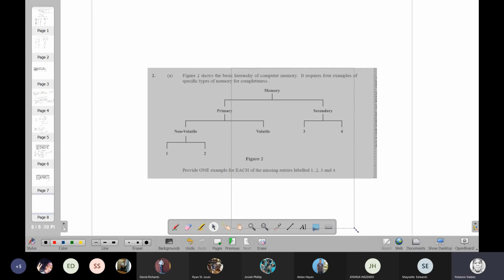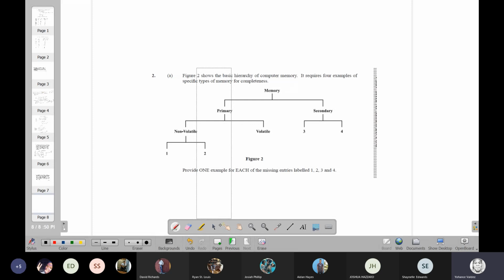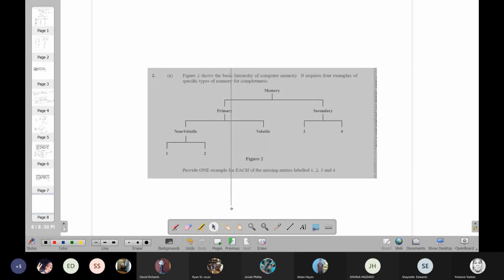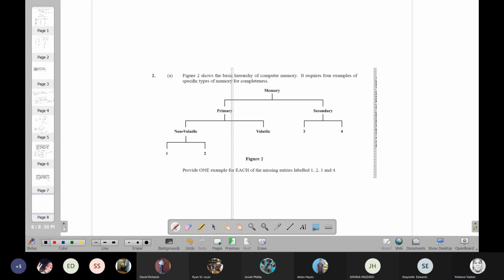Wow, my pointer is stuck. Hold on. All right.